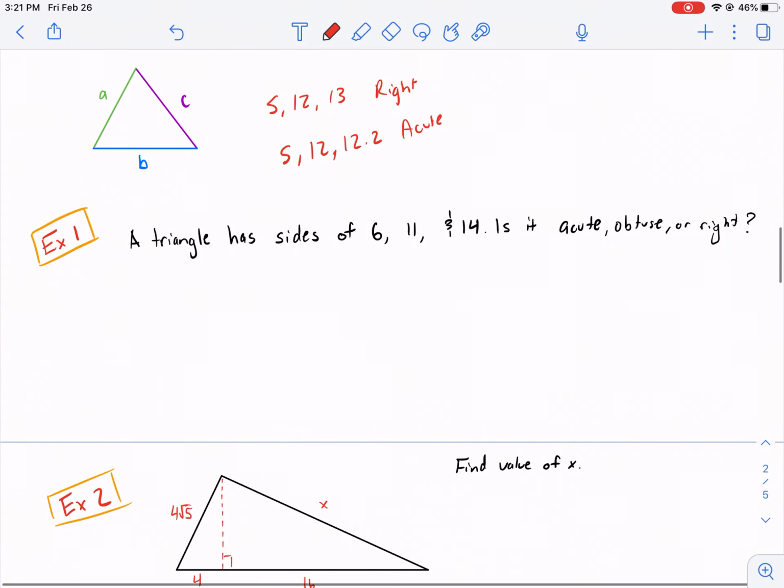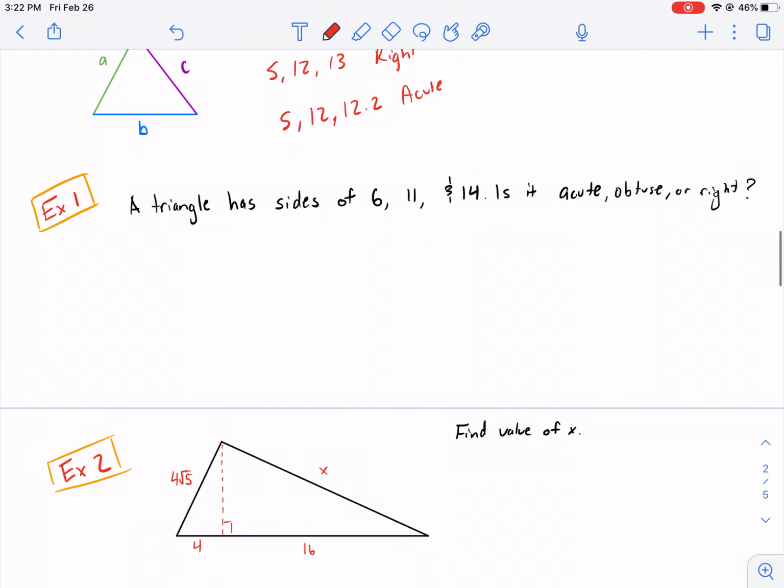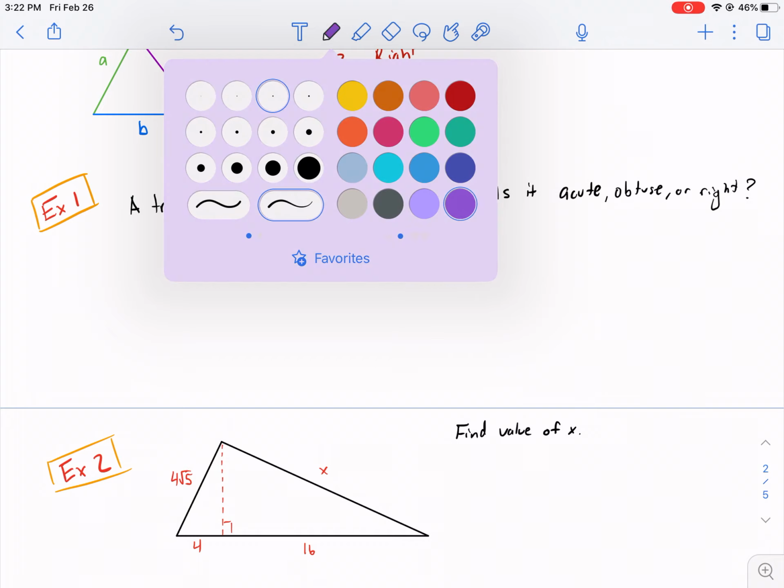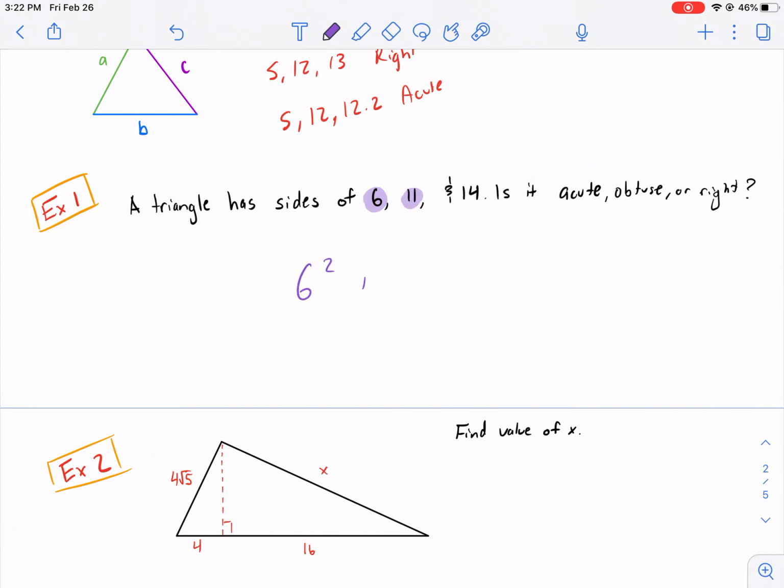Okay, so now let's do some examples. A triangle has sides of 6, 11, and 14. Is it acute, obtuse, or right? We simply need to take the two smaller ones. Obviously this is the smaller one, and this is a smaller one. We are going to add those together and see how it compares to the bigger one squared. So 6 squared plus 11 squared, then we put a mystery box here and compare it to 14 squared. So 36 plus 121 gives me 157.